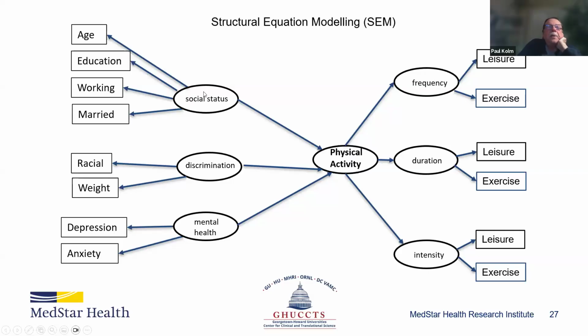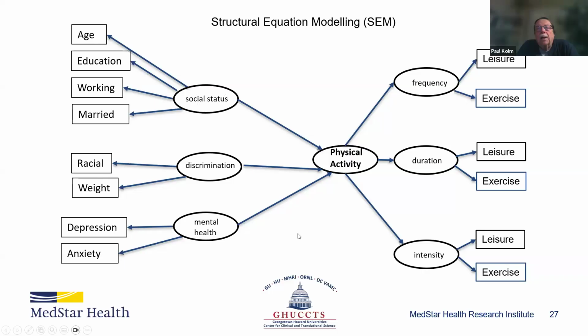Then we're going to look at predictor variables over here in a regression sense, but we're going to group these into latent variables themselves. So age, education, working, and married, we'll call that social status. Then we're going to look at a latent variable called discrimination, and this might be racial discrimination or discrimination based on a person's weight. And then finally, mental health, for which we're going to use measures of depression and anxiety.